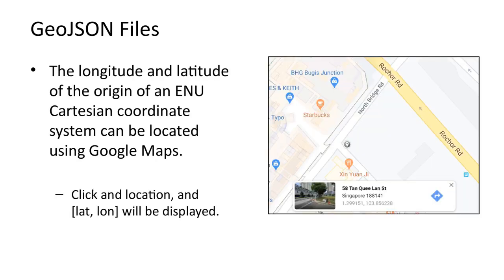When trying to geolocate a Cartesian coordinate system, Google Maps may come in useful. Clicking any location will give you the approximate latitude and longitude of the location. Later, we will see how this can be used in order to geolocate a Möbius model.